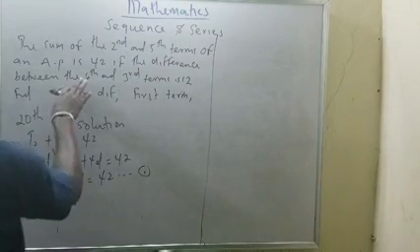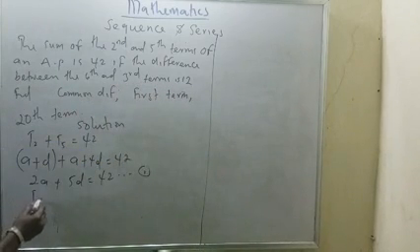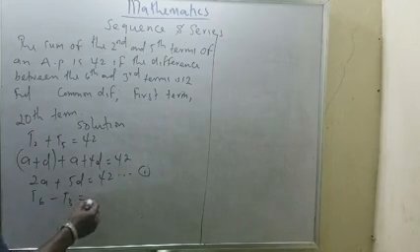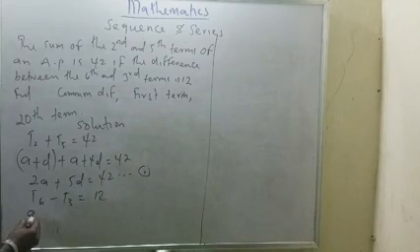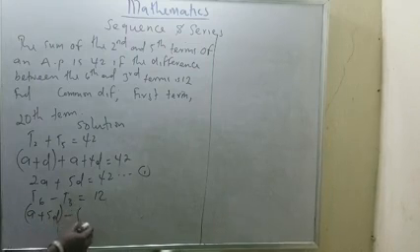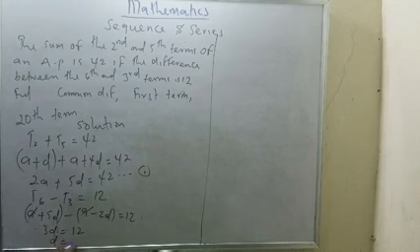If the difference between the sixth and the third term is 12, it means my t6 minus t3 equals 12. Now, it means a plus 5d minus the bracket of a plus 2d equals 12. Now I have this and this. Move out, I have 3d equals 12. My d equals 4.